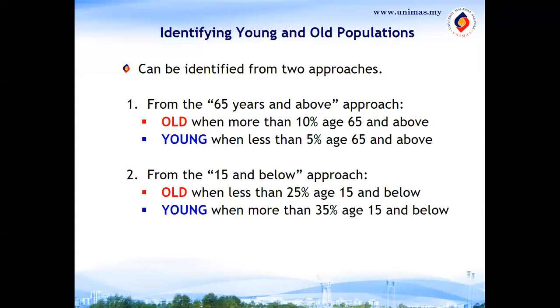Okay, so old population or young population, there are two ways of looking at it, two approaches to look at it. Okay, if you use the first approach, then if the percentage is more than 10%, age 65 and above, then the population is known as old. On the other hand, if the percentage is less than 5%, the population is considered as young.